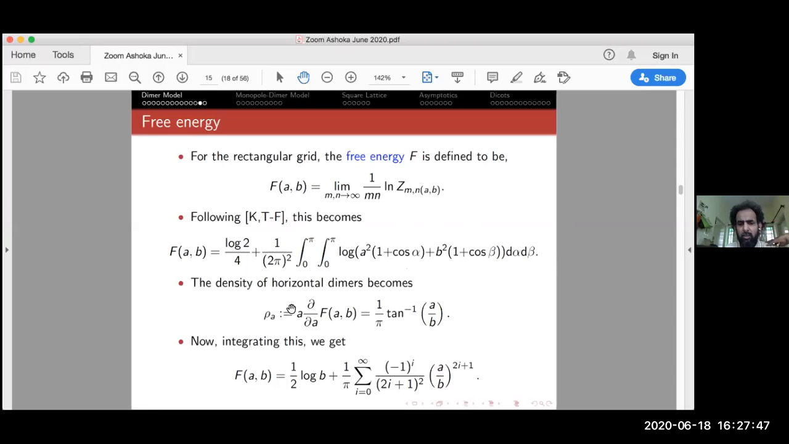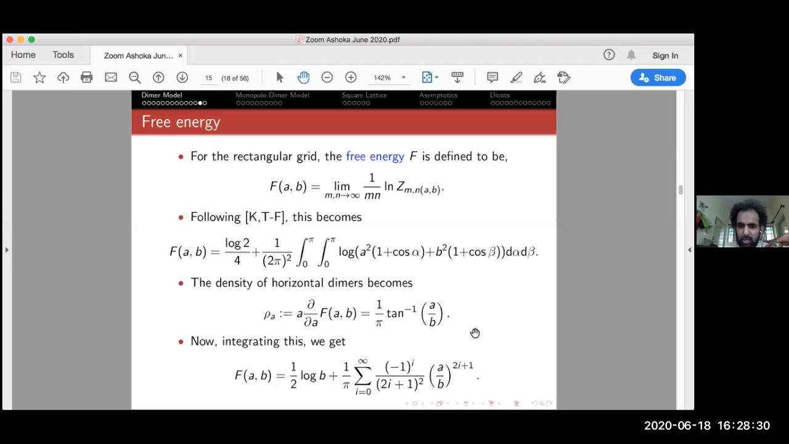Using that, they calculated what's called the density of horizontal dimers. If you want to know on average how many horizontal dimers there are, then you differentiate this free energy with respect to A and multiply by A. Using some integral identities, they could show that this is exactly given by 1 by pi times tan inverse of A by B. So it has a very compact expression. And now if you integrate this out, you will get a series formula using the famous series expansion of tan inverse.